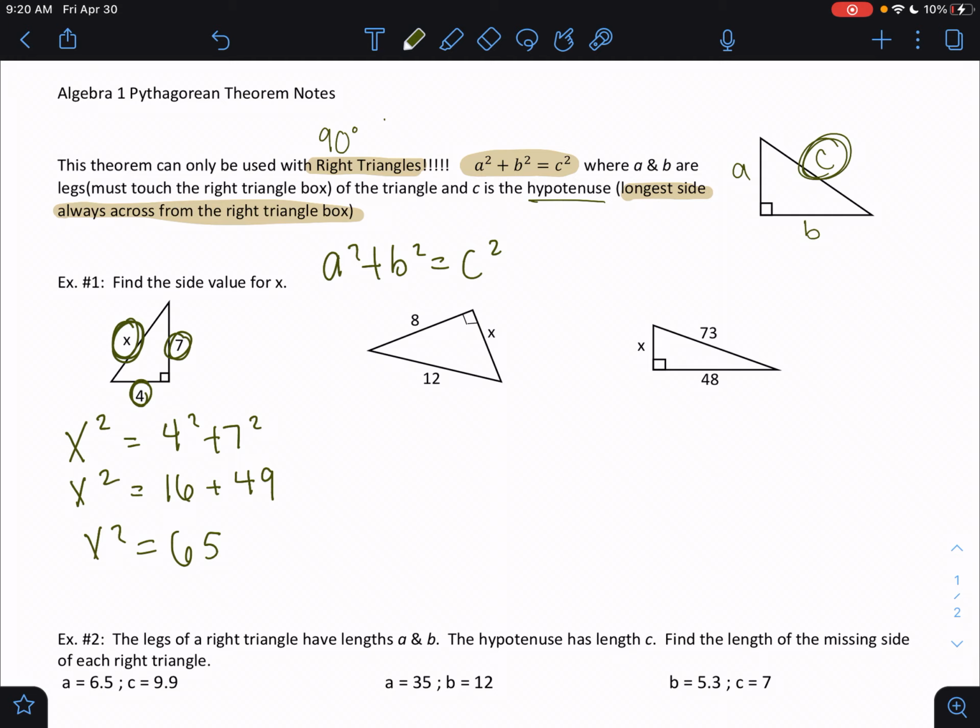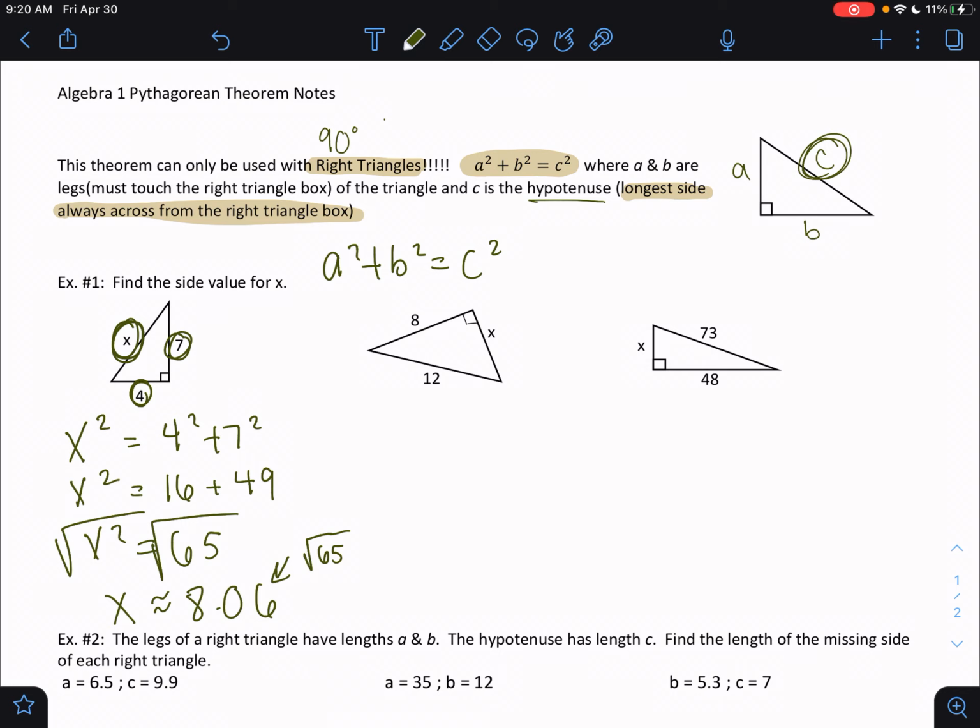Kind of how we would divide by both sides or multiply by both sides to get rid of something. Now we take the square root. And we're just going to estimate that x is approximately 8.06. In radical form, it is just the square root of 65. And then in decimal form, that's what we get.